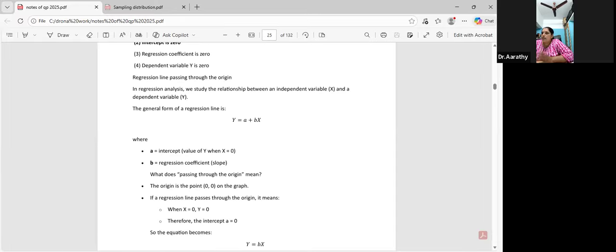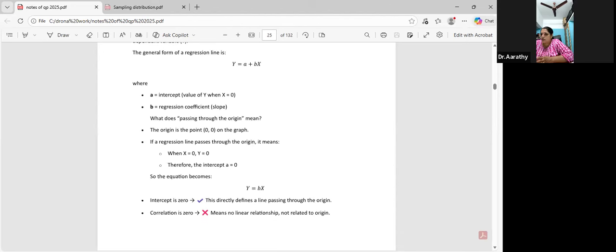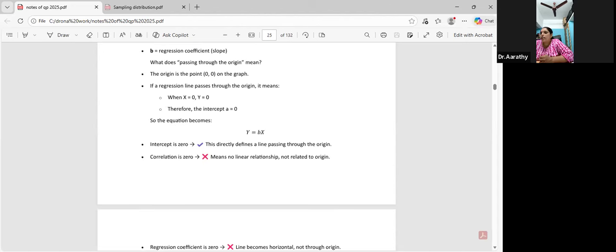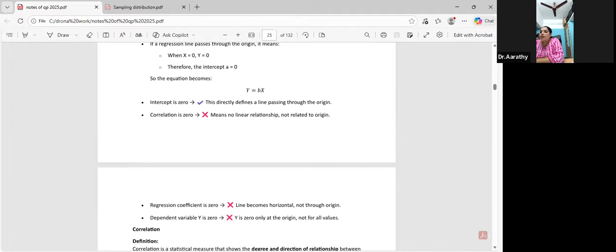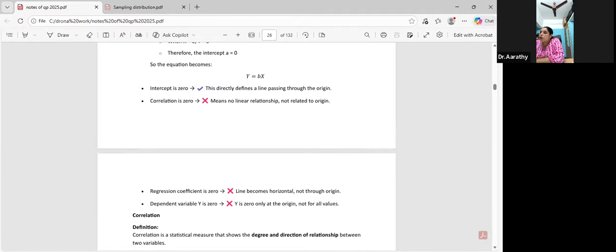Just understand this question alone. I don't think you will be needing a lot in the question. Correlation is 0. Why doesn't that option come? Because if correlation is 0, it means there is no linear relationship, that is, it is not related to the origin. Regression coefficient is 0, the line becomes horizontal and it won't be through the origin. It might be somewhere on the y-axis, not through the origin. Then dependent variable y is 0, which means y is 0 only at the origin and not for all the values. So in this case, only intercept is 0 will be the right answer.